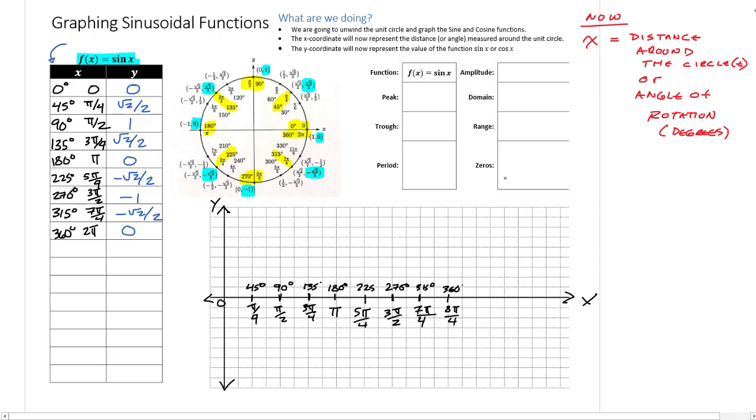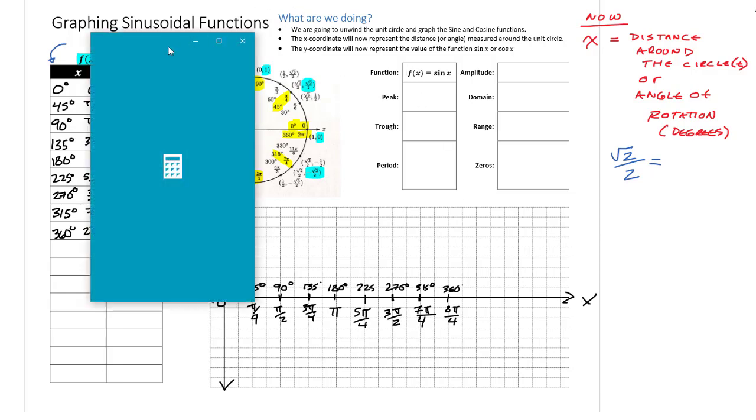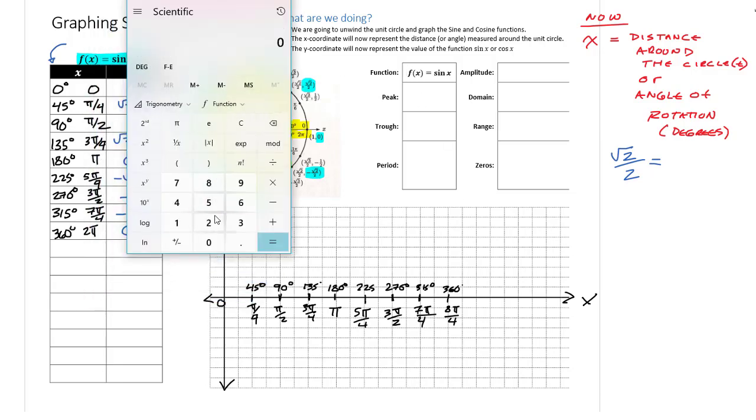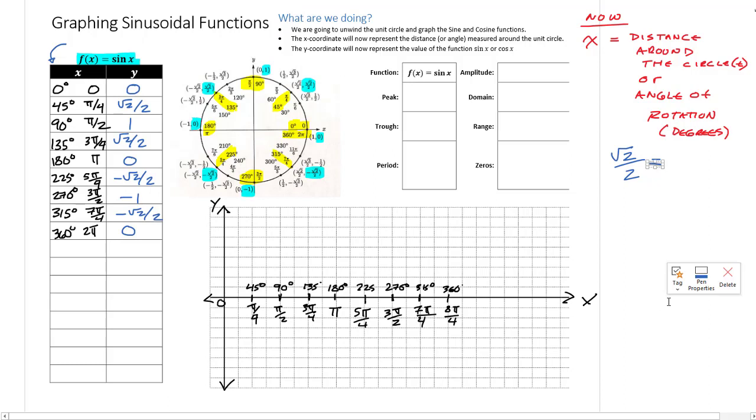Now the first problem is, a lot of you are like, well, how do I graph root 2 over 2? Let me bring up my calculator and let's see what we get for that. So that's just going to be a decimal and we'll graph it the best we can here. All right, so what's the square root of 2 divided by 2? It's like 0.707. So let's just say it's about 0.7. And we'll just kind of graph that at the best we can here.